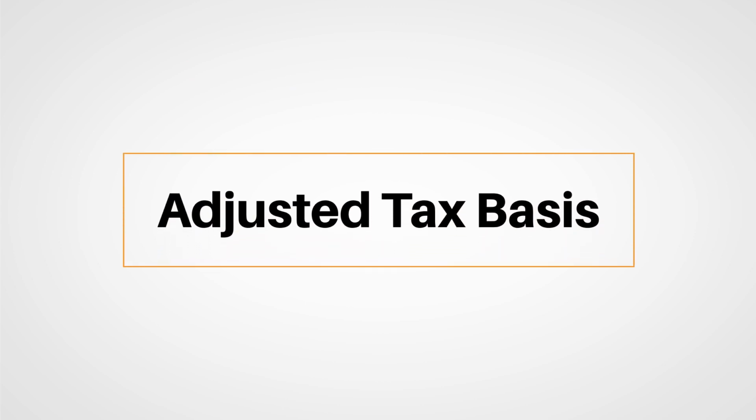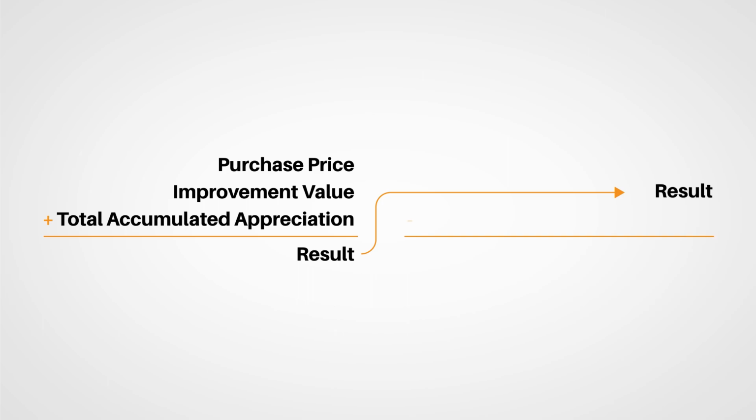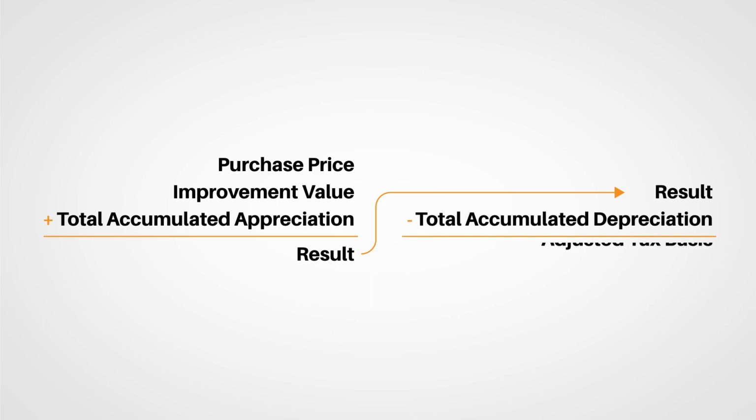Another important formula is calculating the adjusted tax basis for a property. The formula used for determining the adjusted tax basis looks like this. Purchase price plus improvement value plus total accumulated appreciation minus total accumulated depreciation equals the adjusted tax basis.